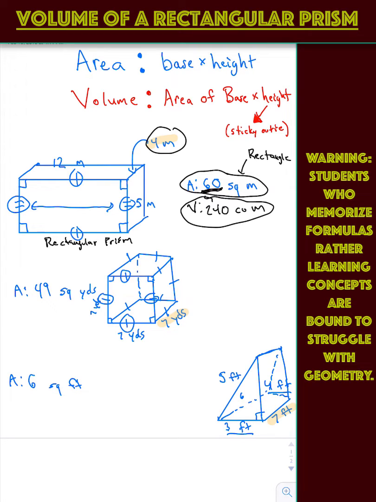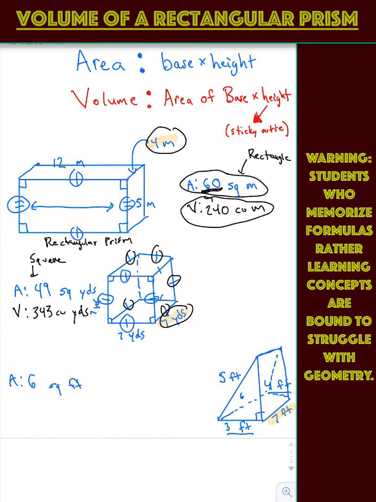In this case, the base was a square, and the area was 49. You'll notice that they all have this mark on them, meaning that this is actually a cube. They all have the same side lengths. All the faces are squares. And the volume in this case is 49 times the stickyality, which is 7. 49 times 7 is 343 cubic yards.